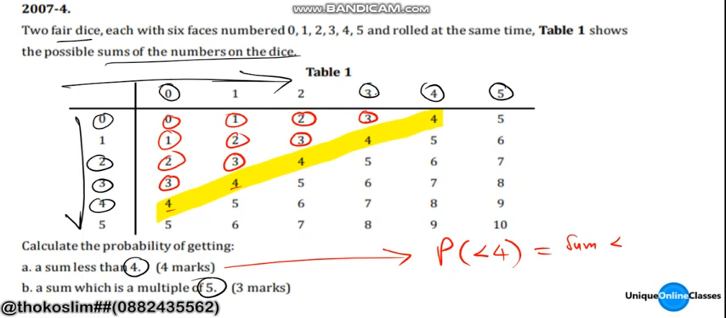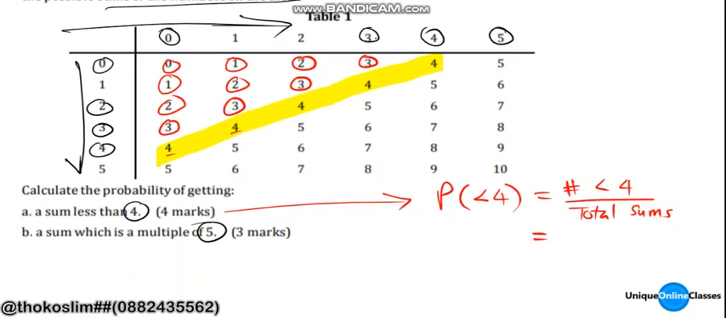The number of numbers which are less than 4, over the total number of sums. Let me count: there are 10 of them, 1, 2, 3, 4, 5, 6, 7, 8, 9, 10. And then how many are there in total?